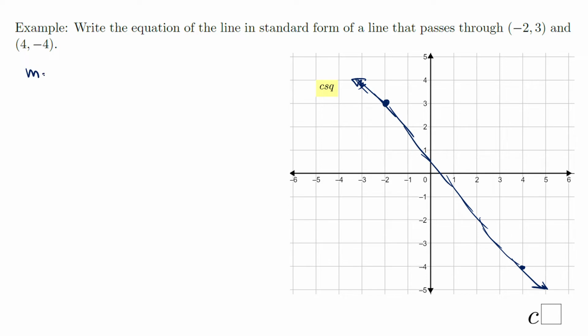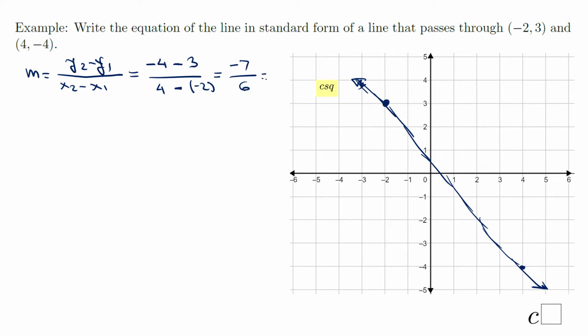The slope will be y2 minus y1 over x2 minus x1. So I'm going to have -4, that is y2, minus y1, positive 3, over x2, 4, minus x1, -2. So I have -4 minus 3, that will be -7, and 4 minus -2, that will be positive 6. -7 over 6.